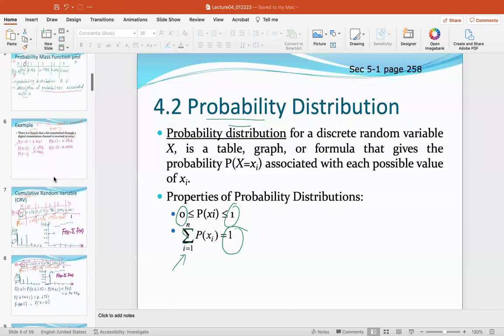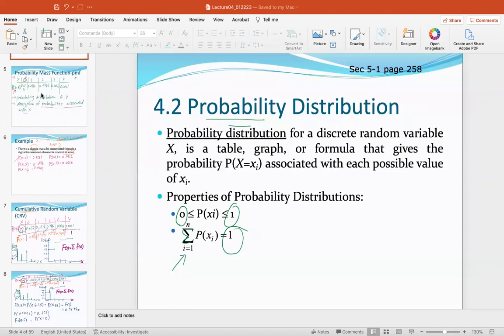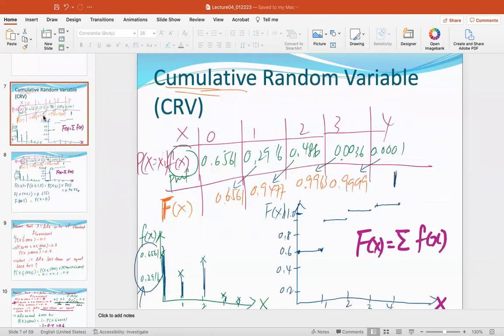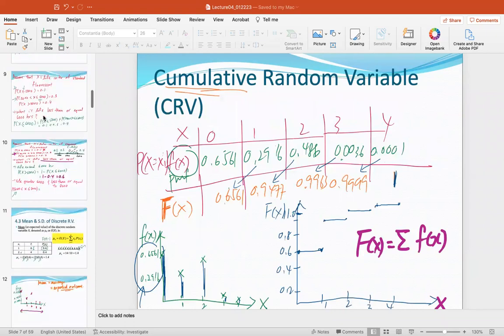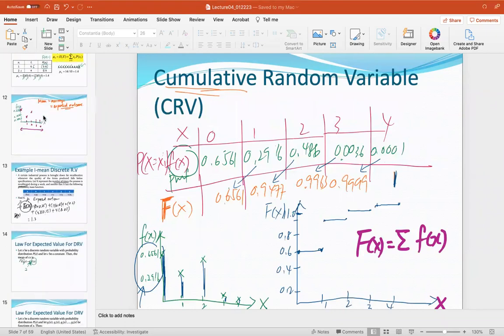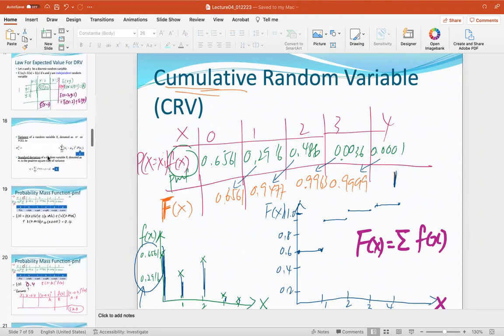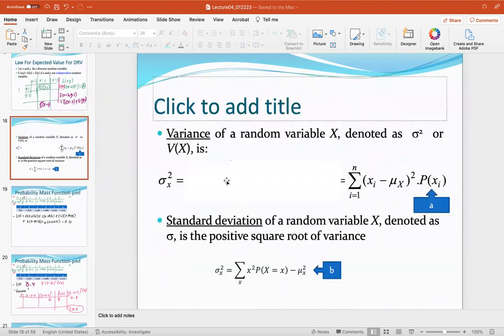We also learned how to come up with our PMF, probability mass function, and how to draw the cumulative distribution graph. Okay, and I would like to refresh on this one. Some of you might be confused about the equation here.